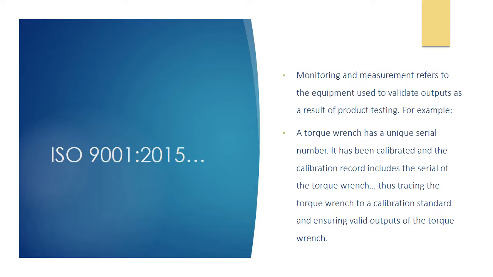For example, a torque wrench has a unique serial number. It has been calibrated and the calibration record includes the serial number of the torque wrench, thus tracing the torque wrench to a calibration standard, ensuring valid outputs of the torque wrench.